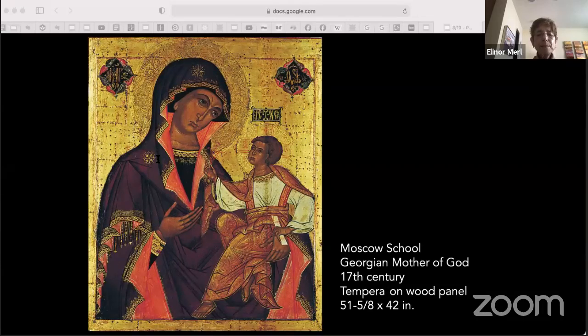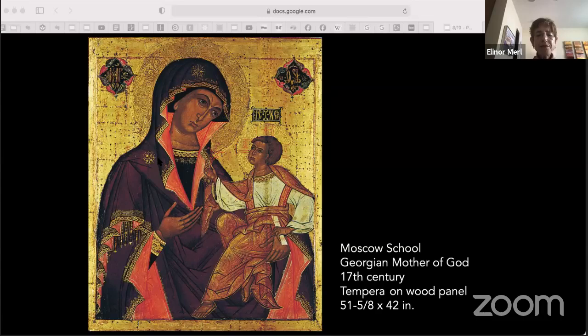This was Anne and Abe's favorite icon, Putnam Sisters, and they displayed it in the library in their San Diego home. Now, as background, most of these icons left Russia during the Bolshevik Revolution, when they otherwise would have been destroyed.